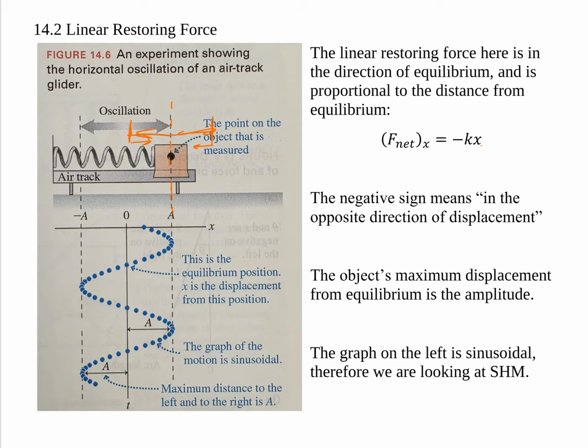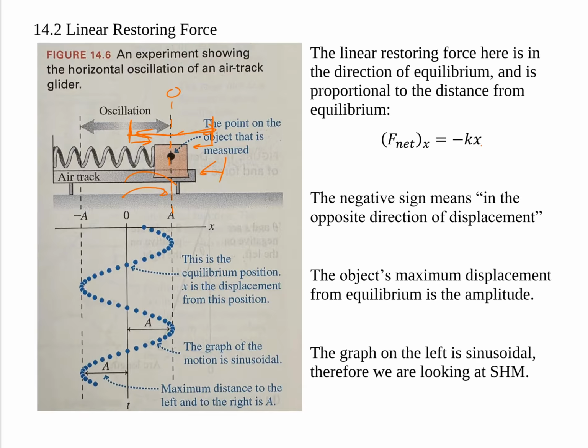But here, if we just define the origin as the equilibrium position, then it doesn't make any difference if we call it x or delta x. So we're just going to call it x. We don't have to worry about the delta x, okay? The negative sign just means in the opposite direction of the displacement. So if I displace it in the negative direction, then it would be negative negative, moving us back in the positive direction. If I displace it in the positive direction, then the restoring force would be directed in the negative direction, and that's why the negative sign is there. It's just saying the opposite of the direction that we went.